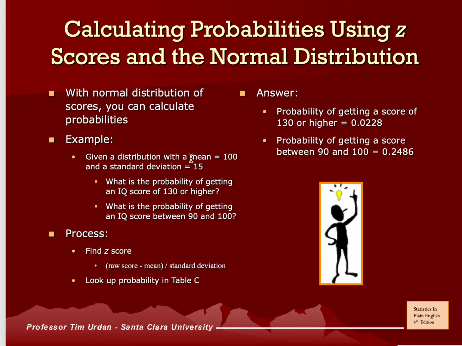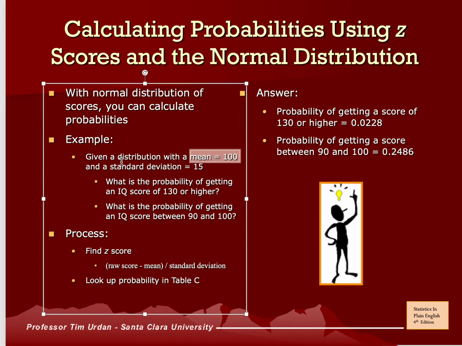If I have a distribution where the mean is 100 and the standard deviation is 15, and they ask, what is the probability of scoring 130 or higher? The first thing I have to do is find a z-score. So I'm going to do 130 minus the mean, which they just told me is 100, and divide that by 15. So I get 30 divided by 15, which is a z-score of 2.